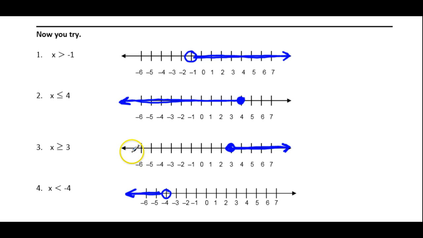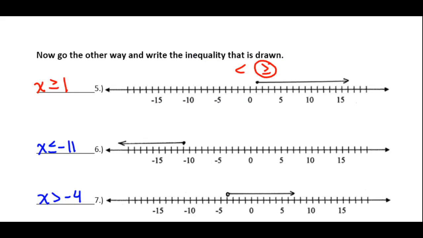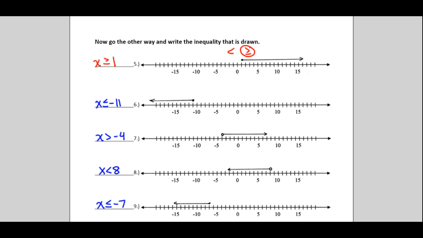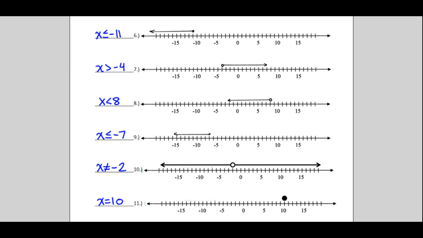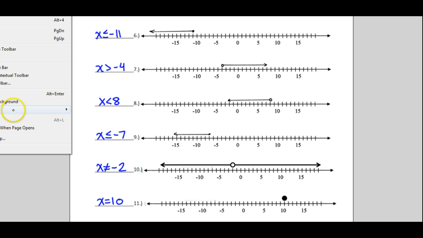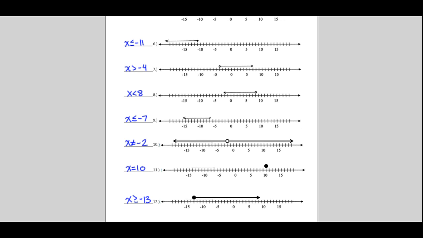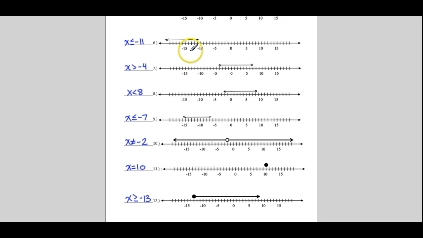Okay? Now, the second page, when you went backwards from the graph, and you had to write the inequality itself. Alright, so let me shrink this down a little bit. So from 6 to 12, here are the answers. Okay? Now, for the most part, these are pretty straight up. Once again, you got to look at the dot.